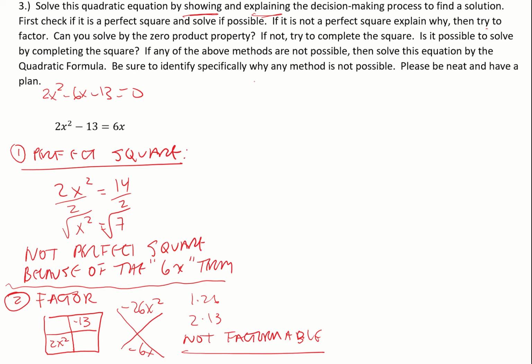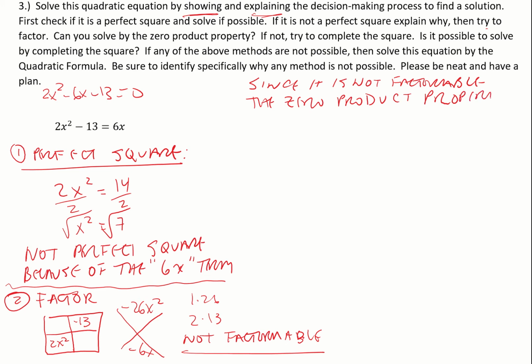So I'm going to say since it is not factorable, the zero product property will not work. Alright, so I tried to factor it. The zero product property is not going to help because I can't factor it. So if not, try to complete the square. So now I'm going to complete the square.